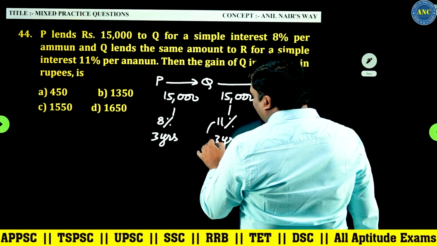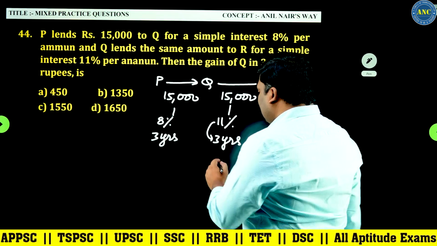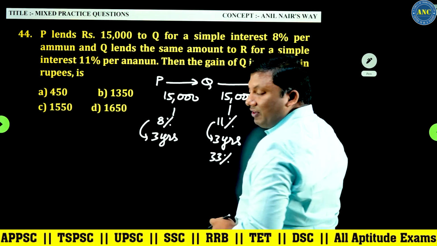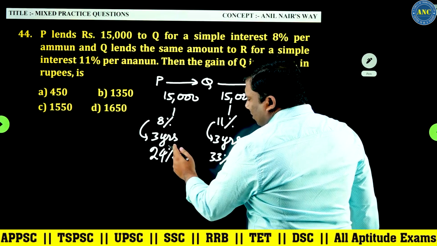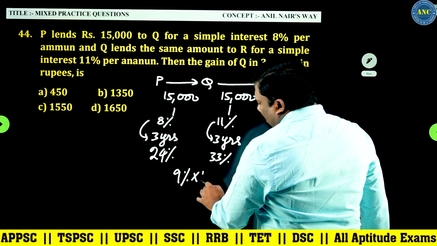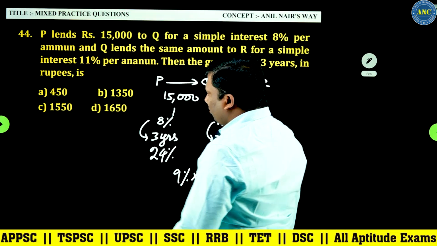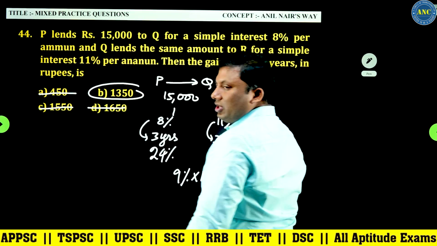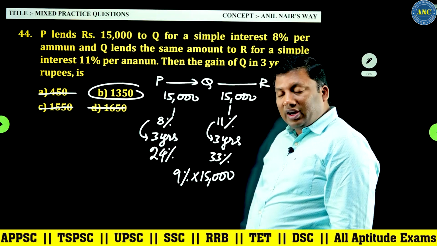11% for 1 year, for 3 years it is 33%. 8% for 1 year, for 3 years 24%. Gain is 33 minus 24, 9%, on which sum? 15,000. 9% into 15,000 is 1350. The answer for this question is 1350. I hope the idea is very much clear.